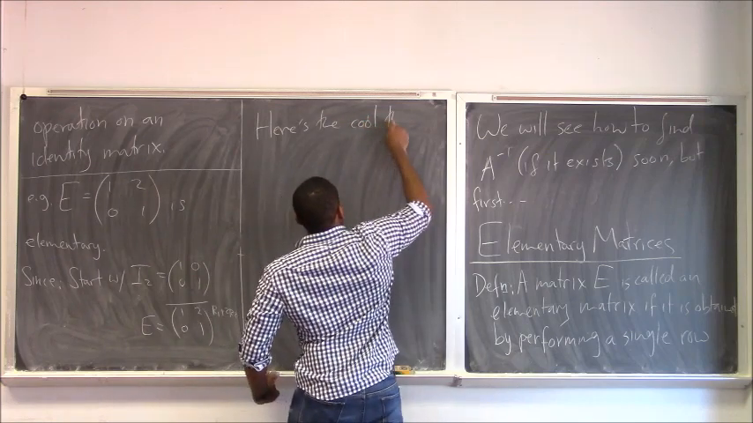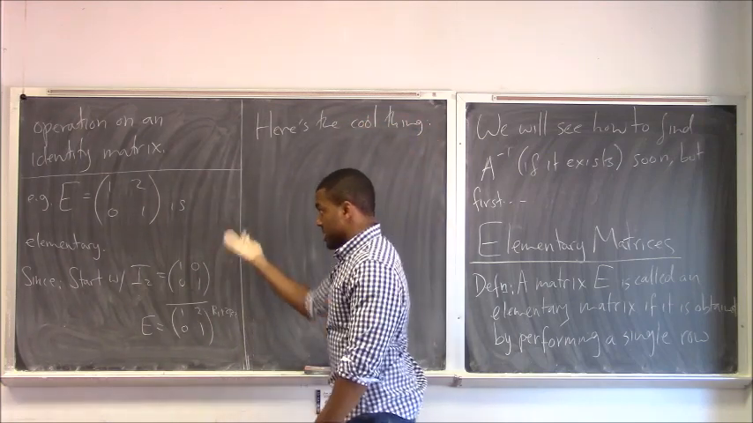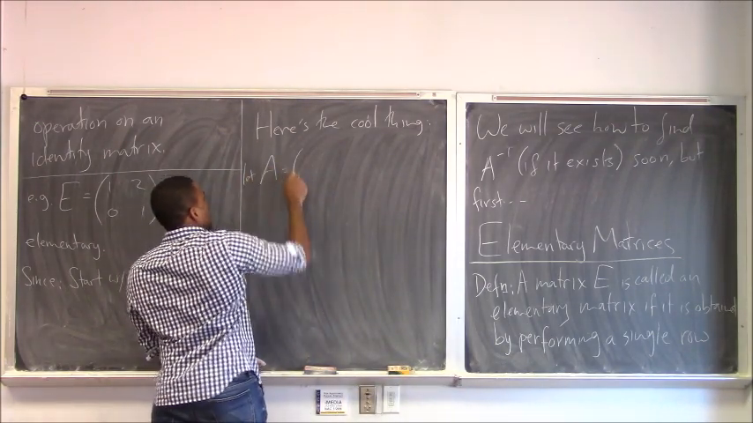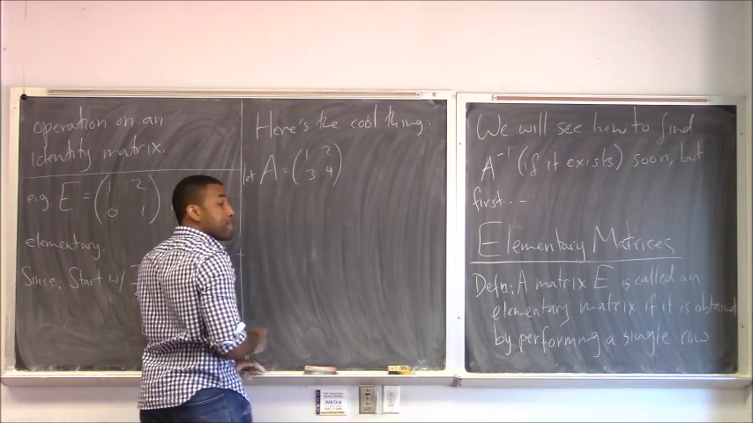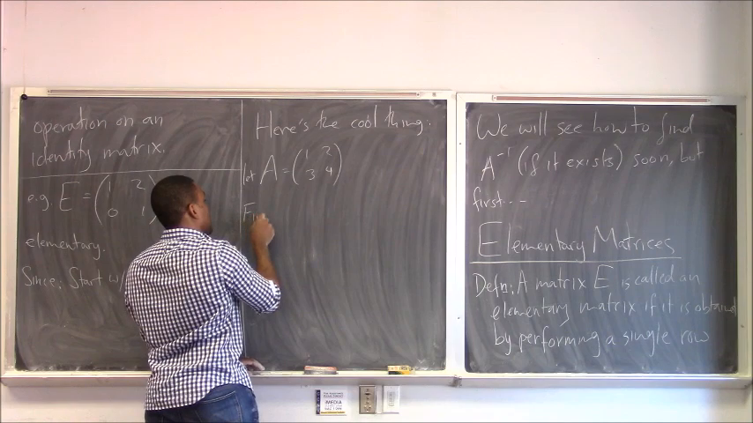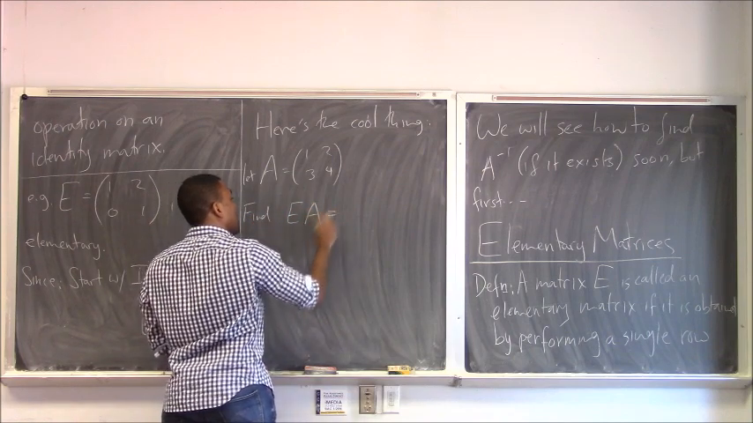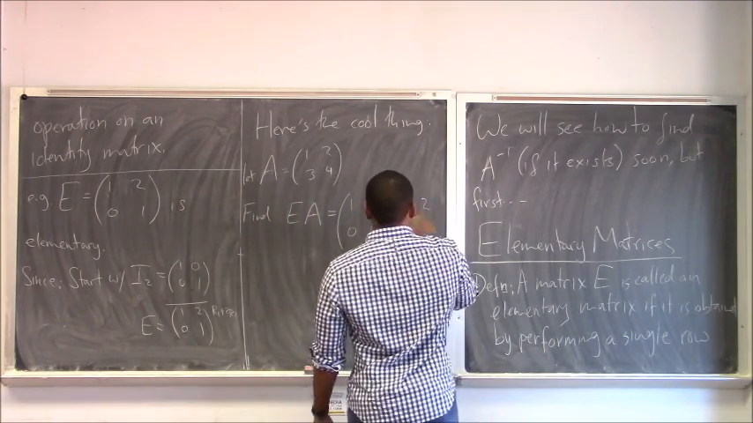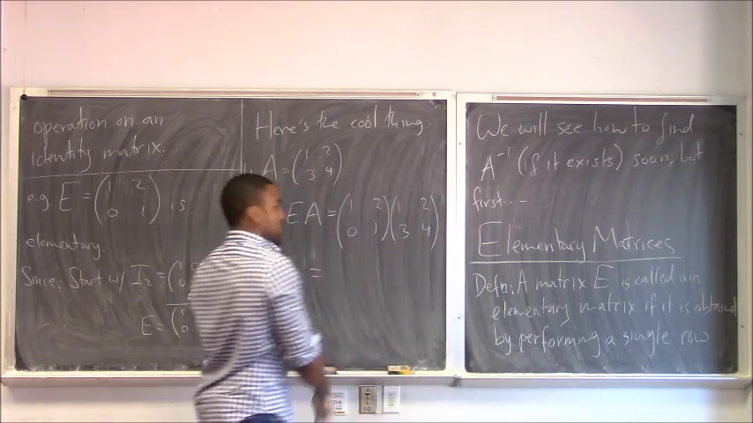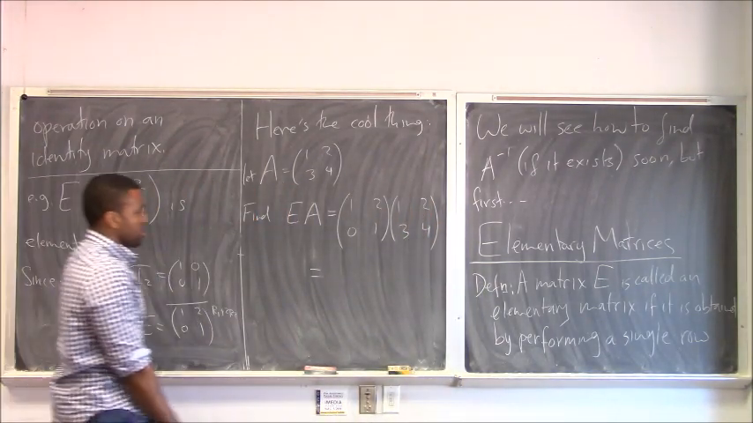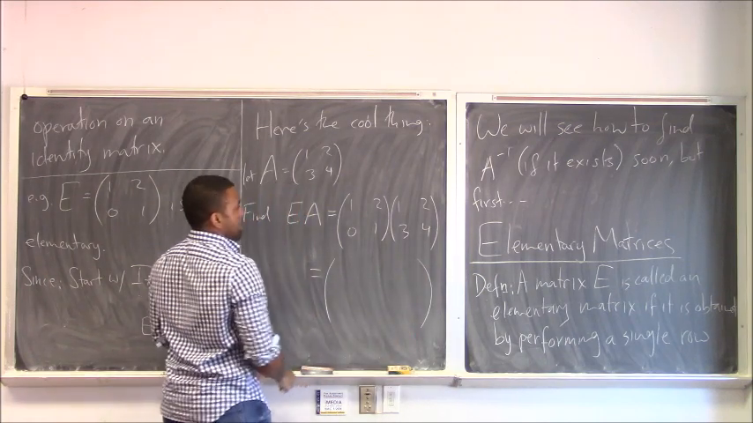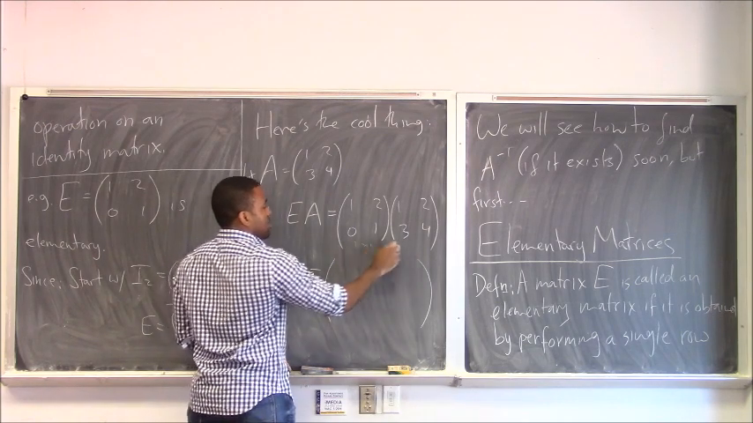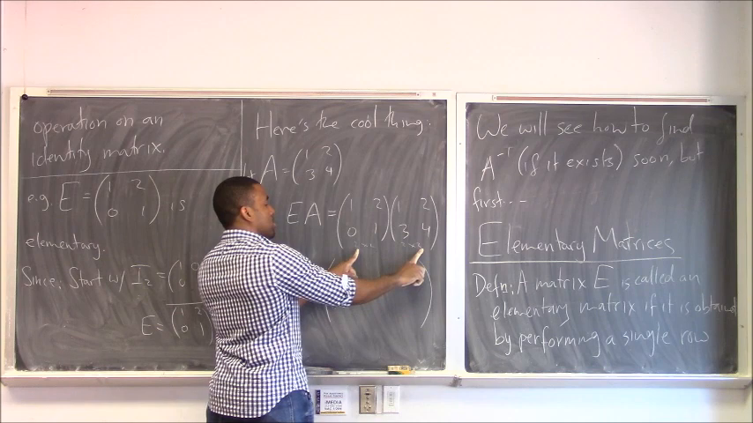Here's the cool thing. I'm going to illustrate with this same matrix. Let A equal, say, 1, 2, 3, 4. And what I'm going to do now is define E times A. So I'm going to have 1, 2, 0, 1 times 1, 2, 3, 4. Let's remember how to do matrix multiplication. What is this going to be? It's going to be a 2 by 2 because this is a 2 by 2, that's a 2 by 2. So they can multiply, and the result is going to be a 2 by 2.